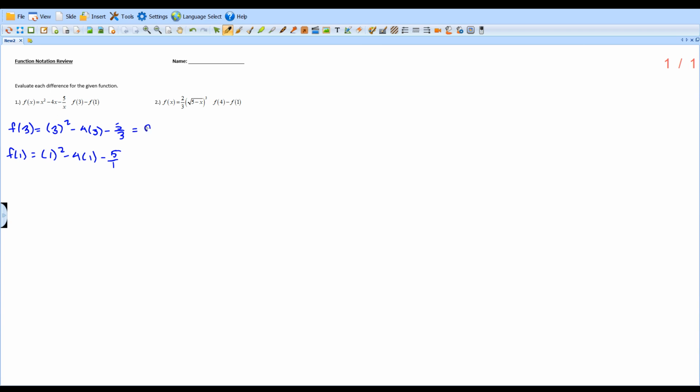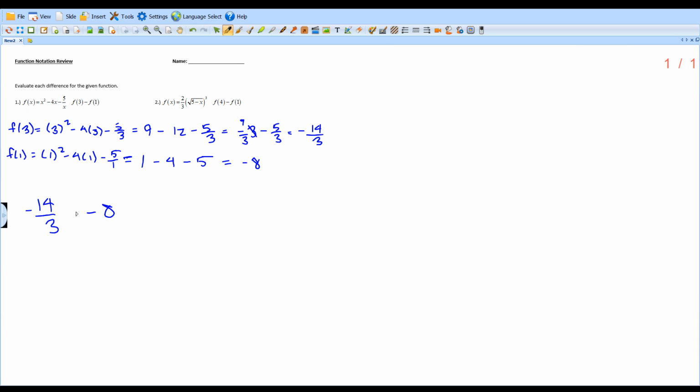3 squared is going to give me 9 minus 12 minus 5 thirds. And over here I'll have 1 minus 4 minus 5. So simplifying this a little bit more, this is going to give me negative 3 minus 5 thirds. And if I convert that to thirds, that gives me 9 thirds. So this is negative 14 thirds. I'll write that down here. And then simplifying this one, 1 minus 4 is negative 3, minus 5 is negative 8.